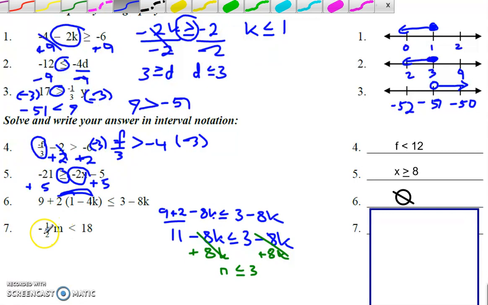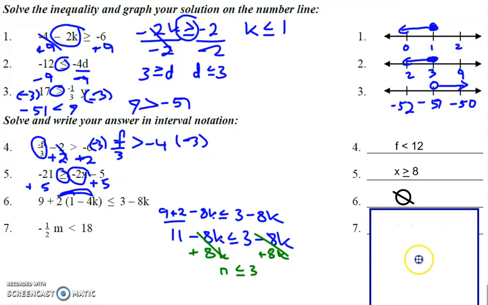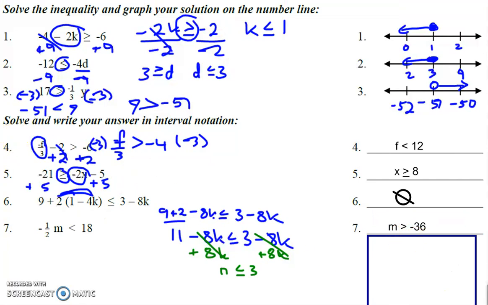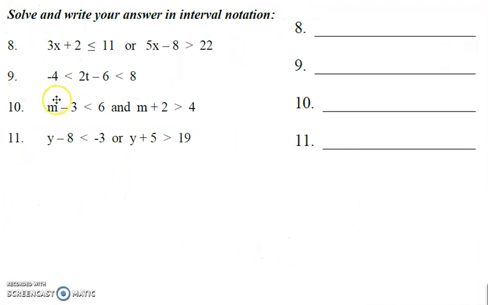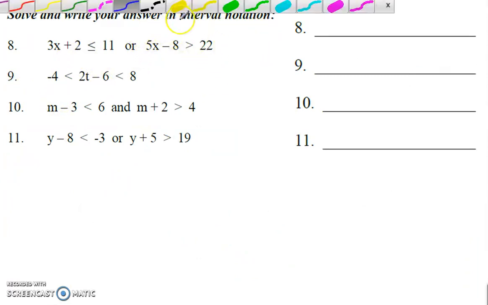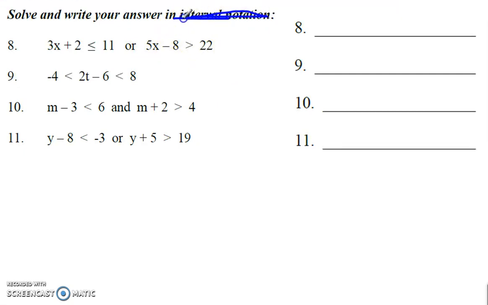And then finally here, multiply by negative 2 on each side. Remember to flip that sign. M is greater than negative 36. There's your answers. All right. Solve or write your answer. Well, don't worry about interval notation.